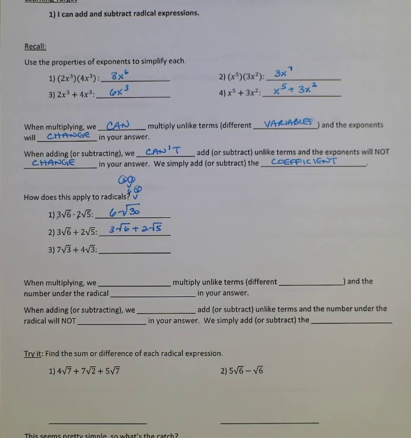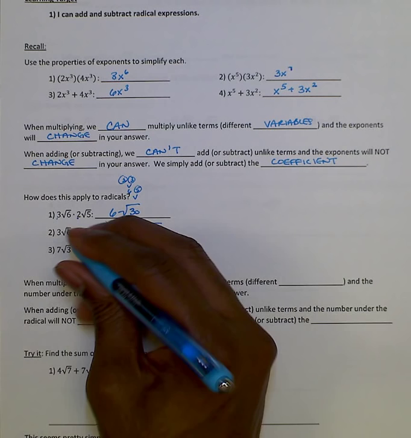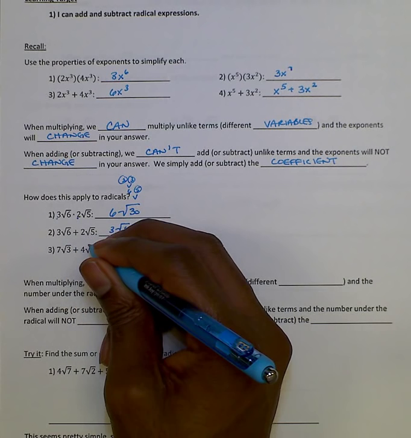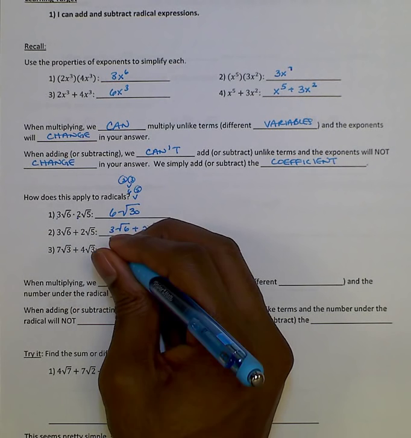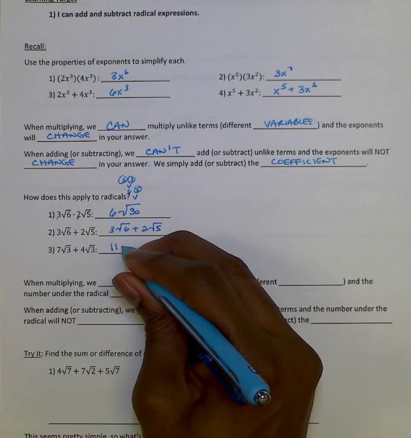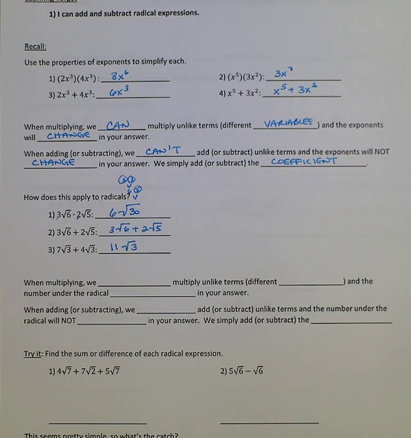Number 3, we have 7 radical 3 plus 4 radical 3. Now, these are both radical 3's, so that means we can add these together. I have 7 radical 3's here and 4 radical 3's here. That means I have 11 radical 3's. That's my final answer. Notice for number 2, we couldn't put these together because they were different radicals, not like terms.